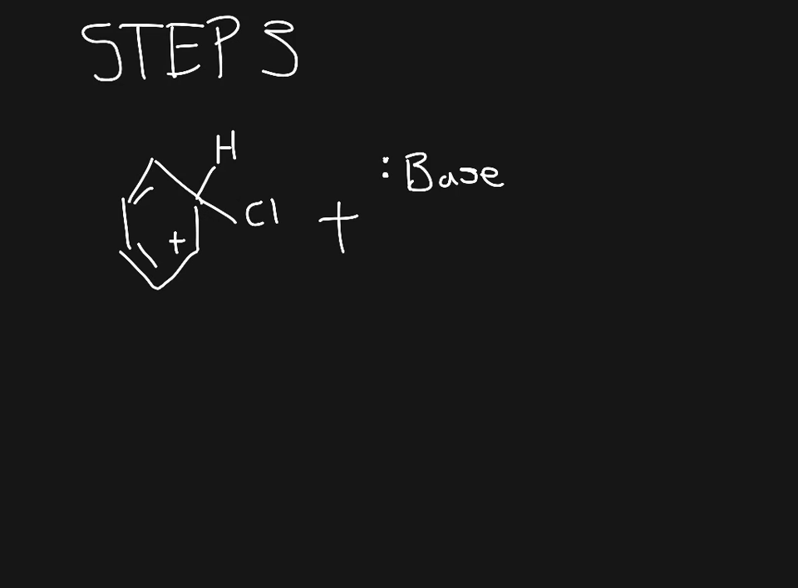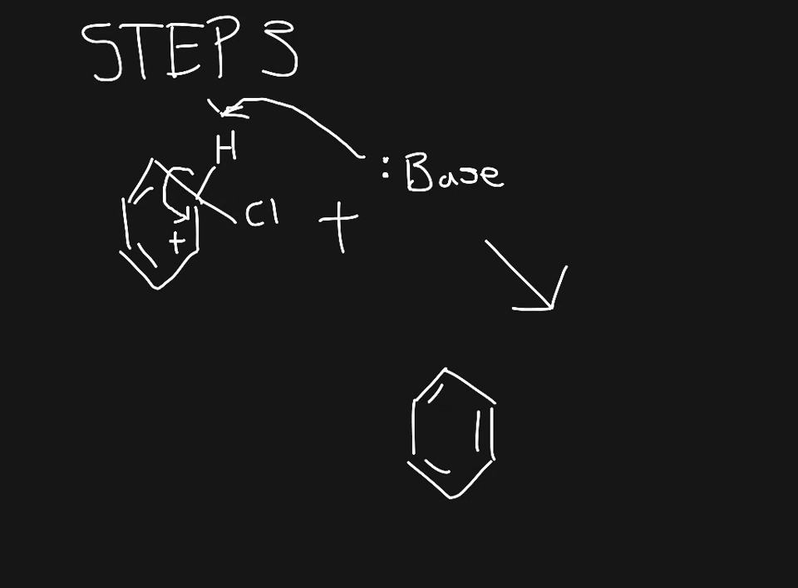So this lone pair of electrons can attack this hydrogen, and then this bond forms a double bond there, where we had originally taken it out. And this just equals our original benzene ring with a chlorine attached, plus a hydrogen and a base. So hopefully that makes sense, and good luck.